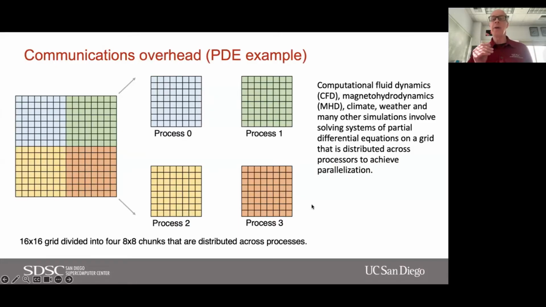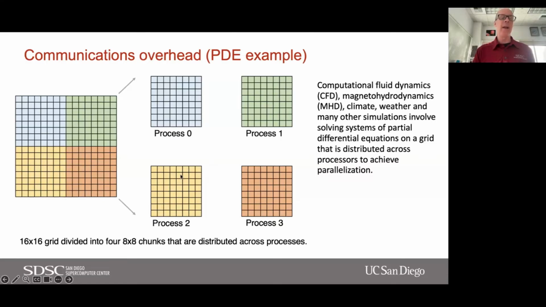And then finally, there's communications overhead. This is really common if you're doing computational fluid dynamics or magnetohydrodynamics, climate, weather, any kind of simulation that involves solving systems of partial differential equations on a grid. I saw earlier in the chat somebody mentioned OpenFOAM. Yes, you can run OpenFOAM on our supercomputers, but when you run it, you're going to run into the situation that we're seeing here.